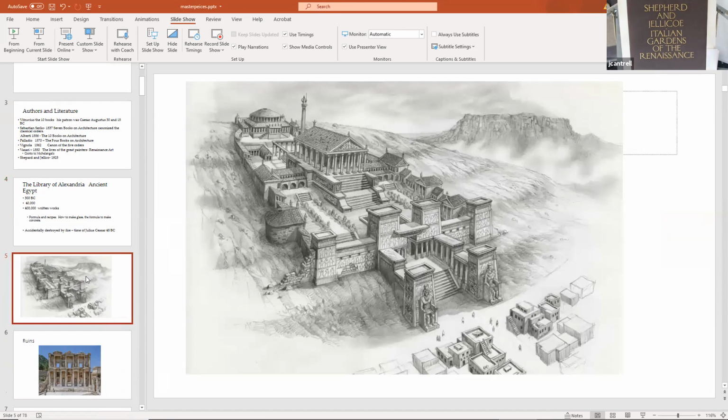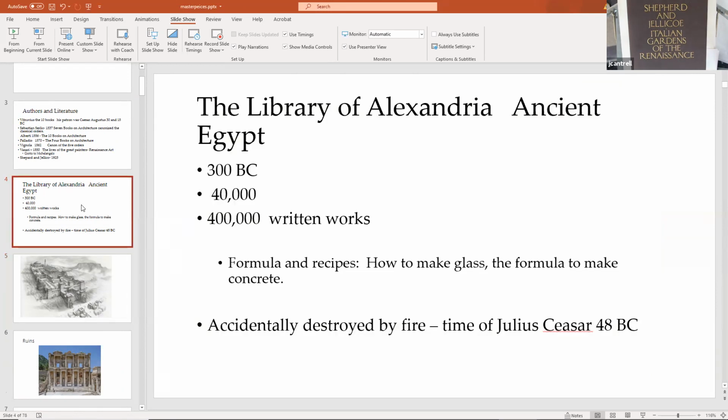It was a large think tank, a place where scholars meet to read and understand literature, not necessarily about architecture, but there's probably a lot of publications that were missing, specifically the formula for recipes, how to make glass, and the formula to make concrete. If you remember from history, the ratio of volcanic ash, aggregate, water, and cement was lost during the fall of the ancient Roman Empire. Probably there's some writings about the proper ratio, how to make concrete.